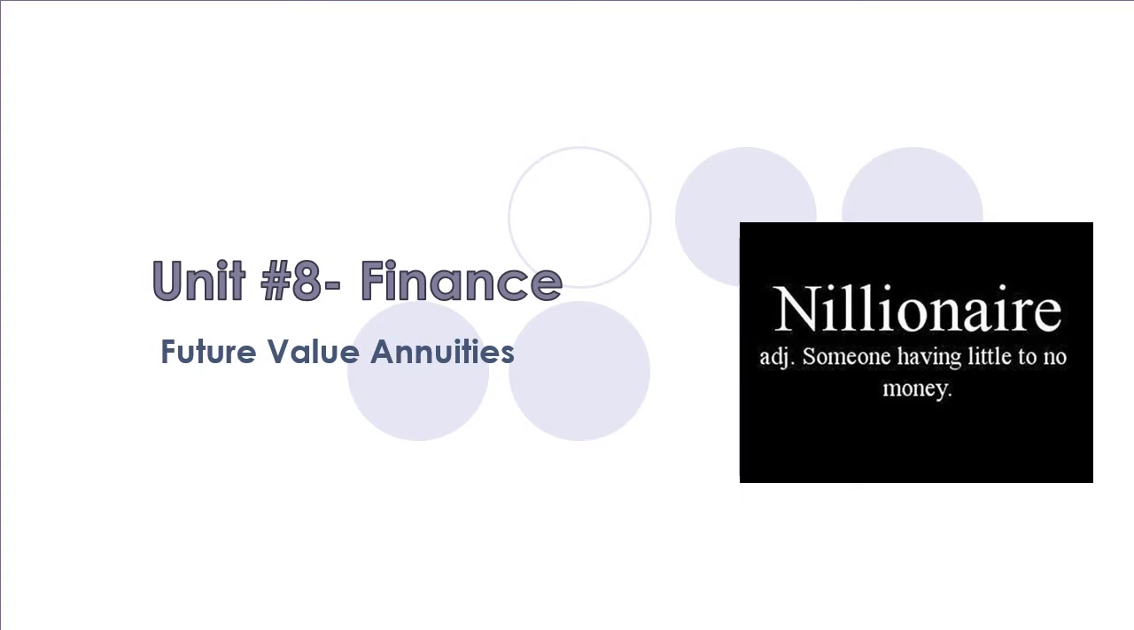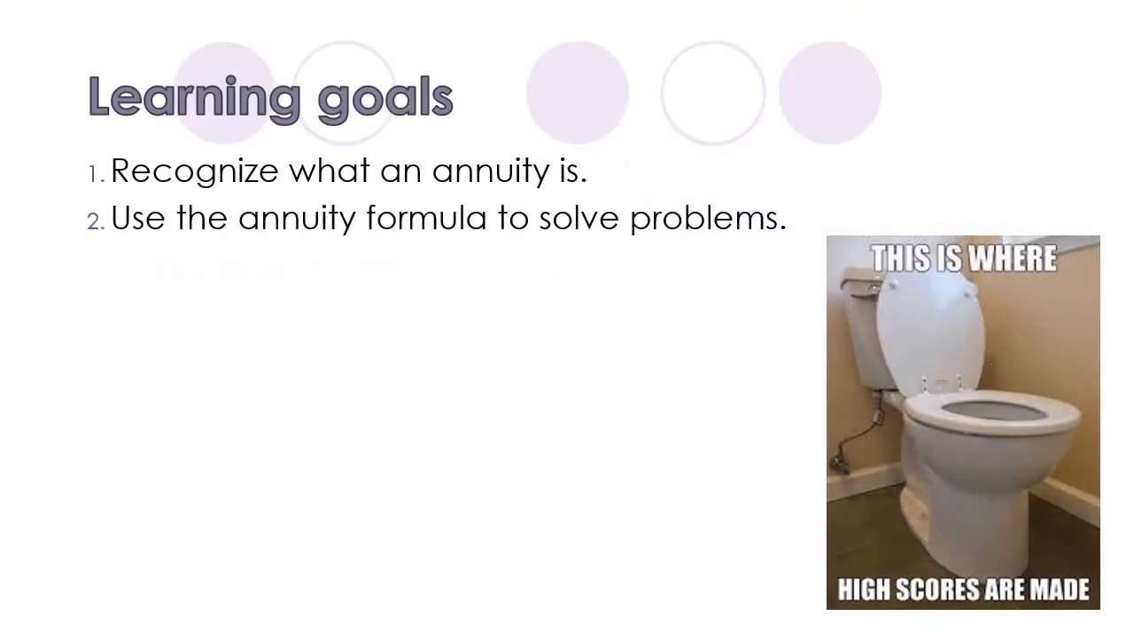Exciting times. We're switching gears to annuities. This is your second last lesson, and this is actually exciting for me because it's my last recorded lesson of the Quadmaster. So, yay me. Our learning goals: recognize what an annuity is and use the annuity formula to solve problems.